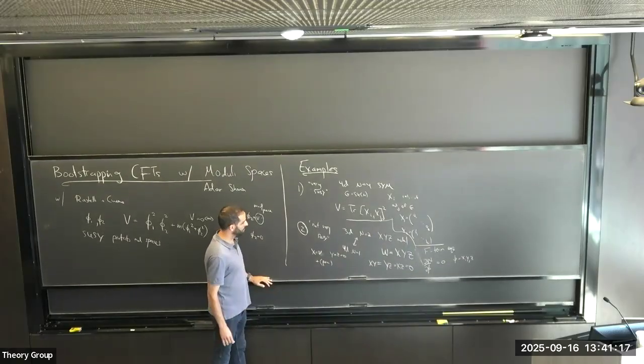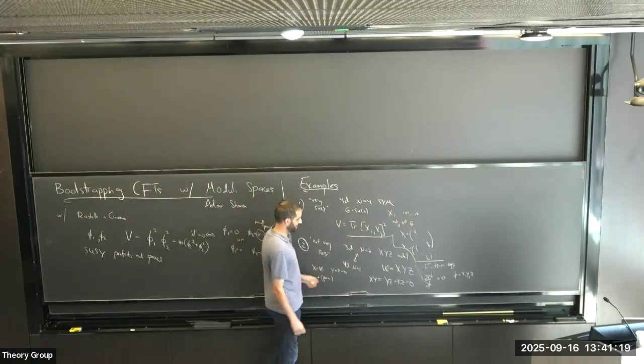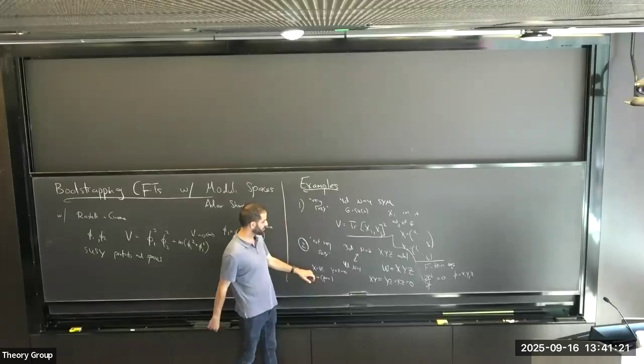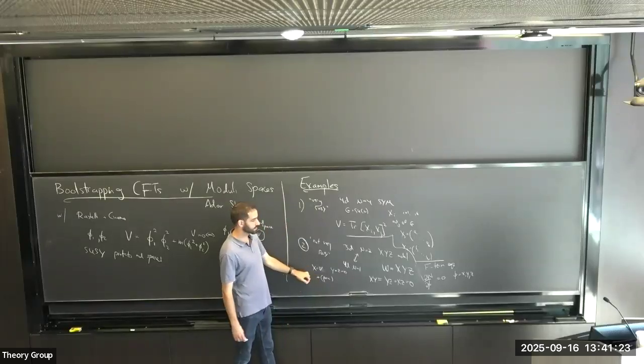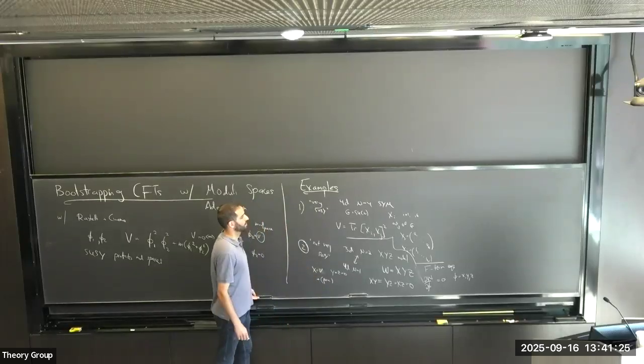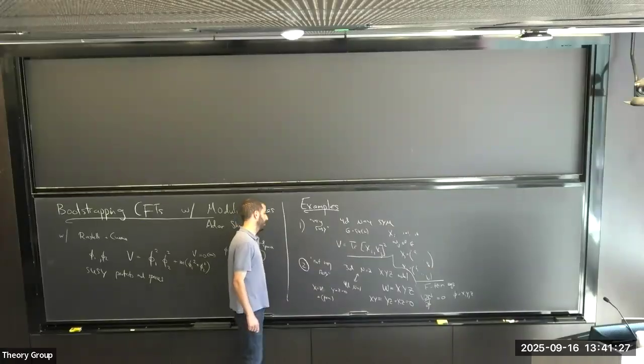Again, this was all classical, but supersymmetry is magic, and it protects this moduli space to all orders in perturbation theory, and quantum corrections don't lift this moduli space. Okay, good.